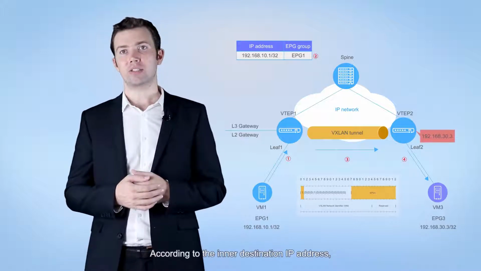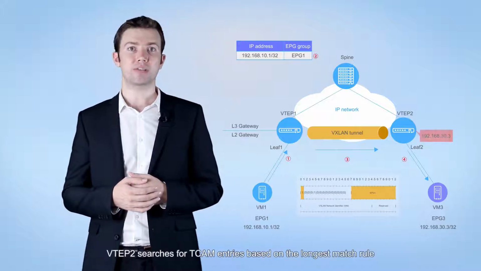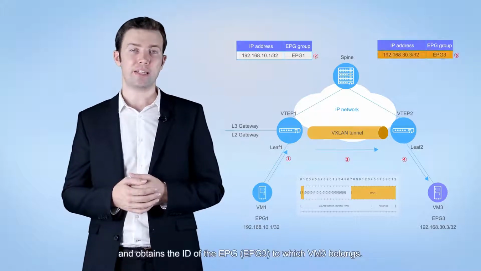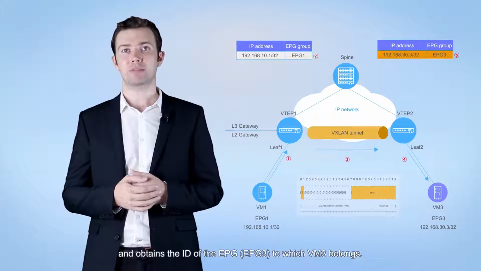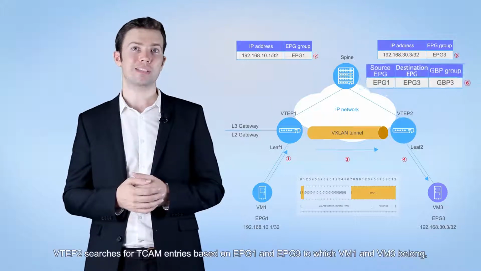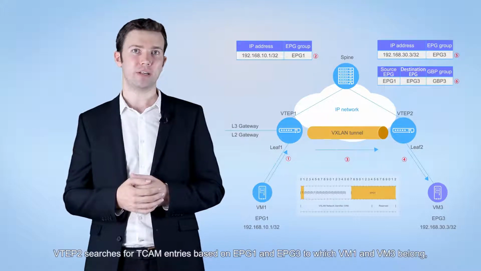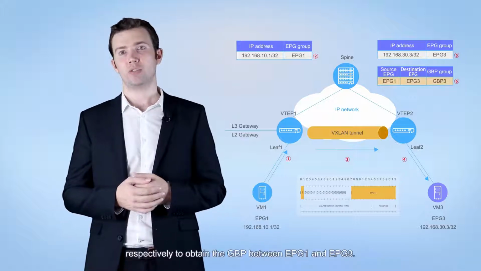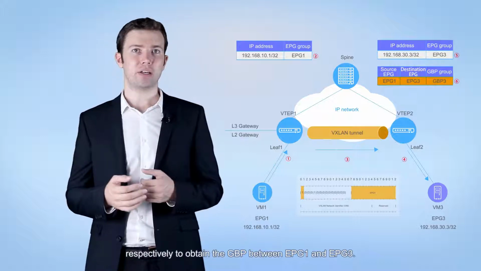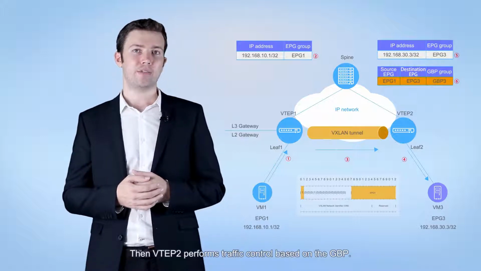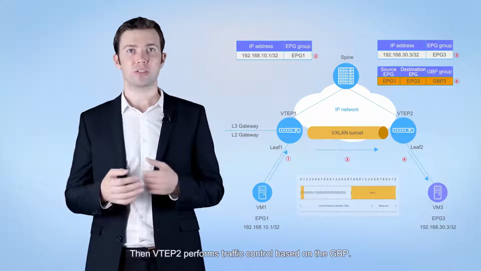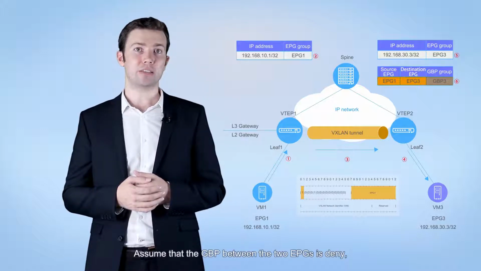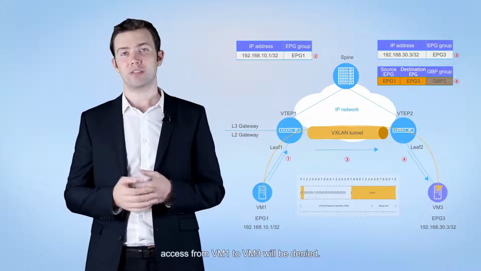According to the inner destination IP address, VTEP2 searches for TCAM entries based on the longest match rule and obtains the ID of the EPG to which VM3 belongs. VTEP2 searches for TCAM entries based on EPG1 and EPG3 to which VM1 and VM3 belong, respectively, to obtain the GBP between EPG1 and EPG3. Then VTEP2 performs traffic control based on the GBP. Assuming that the GBP between the two EPGs is denied, access from VM1 to VM3 will be denied.